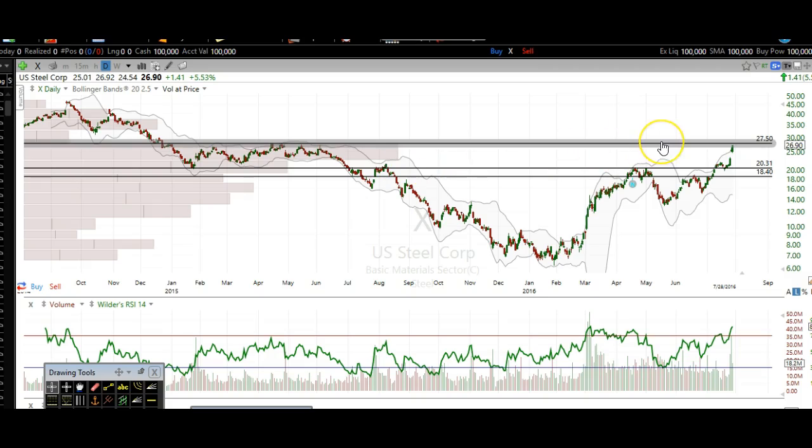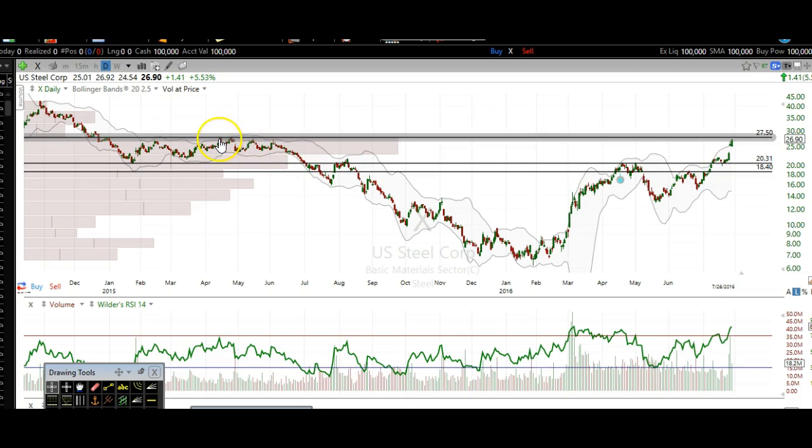So just be aware of that resistance that we're coming up to. I'm not saying where X is going to be heading to, just pointing out that resistance level and something that you need to be aware of for this chart.